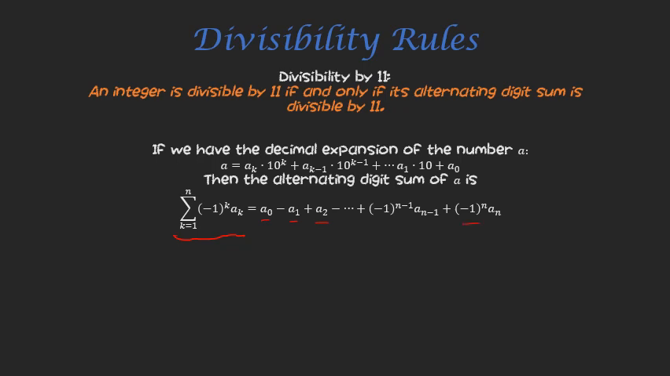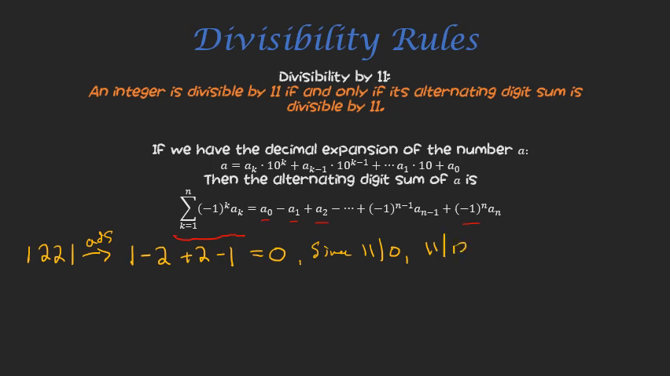So for example, the number 1221, we can compute the alternating digit sum for this. That would be 1 minus 2 plus 2 minus 1. In this case, we get 0. And remember that everything divides 0. Since 11 divides 0, this theorem tells us that 11 also divides 1221.